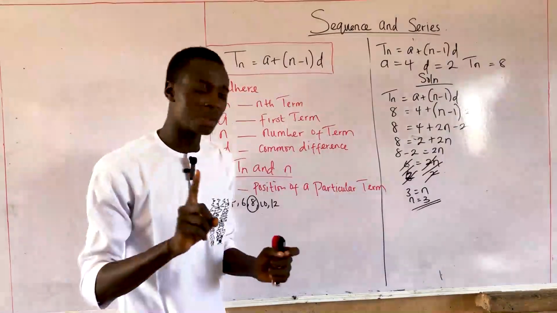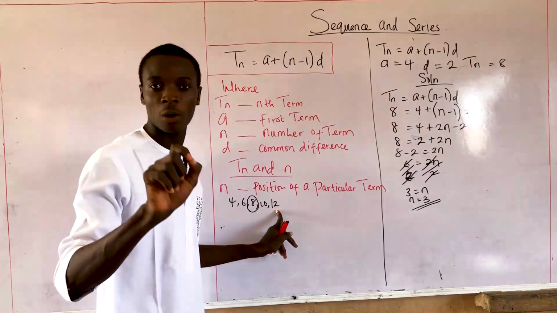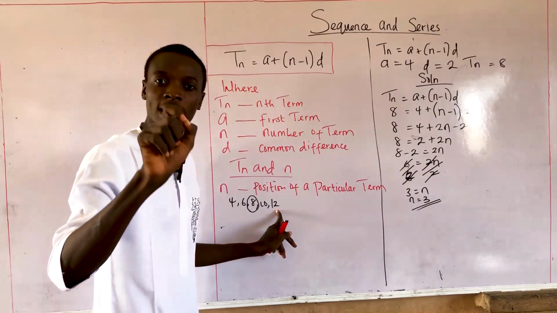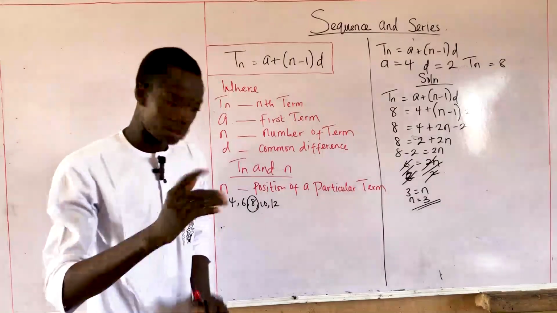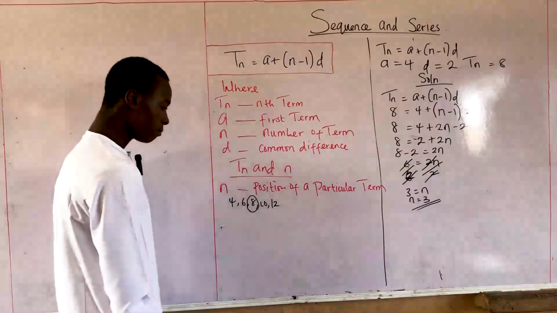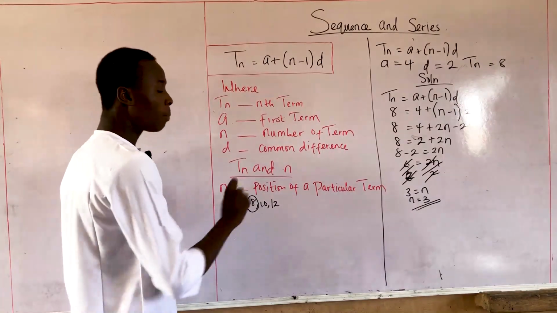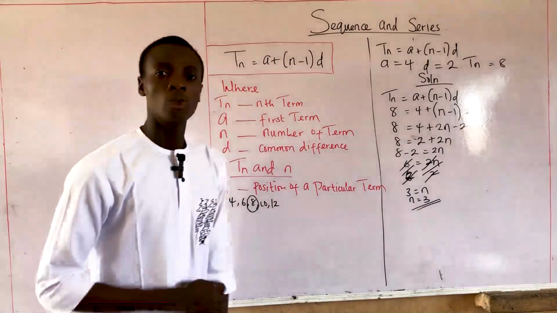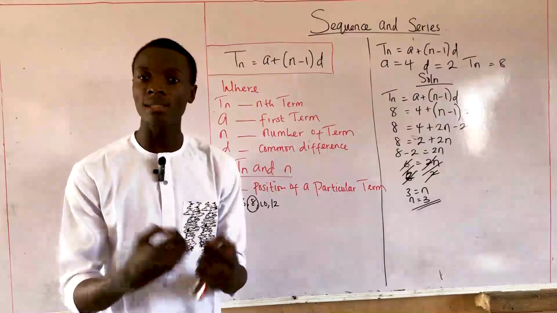So n means the position of a particular term. Hope you get it. When you find the position of this last term, and I'll tell you why we usually use this formula to find the position of this last term. So now from here, there's a particular term used, number of terms. What does it mean? Number of terms means the total number of terms we have in a particular sequence.